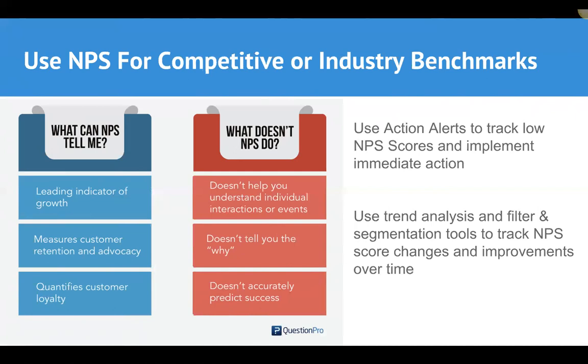Other things you can use with NPS that will be very helpful is that you can use tools like action alerts in the system to track low NPS scores and implement an immediate action. So if someone had a really bad experience and they scored and said they wouldn't recommend your product or service, you can be alerted right away and find out who gave you that score and see if there's anything you can do to change their experience for the better. It's always a great thing to do.